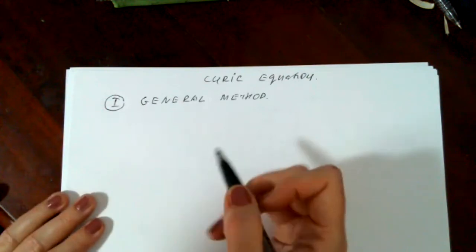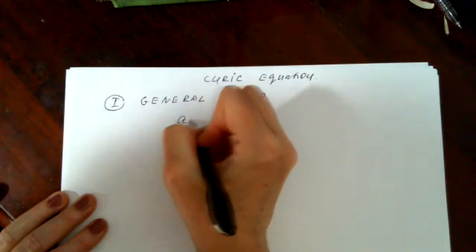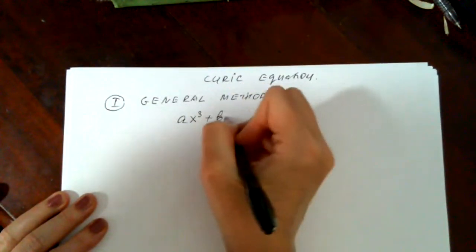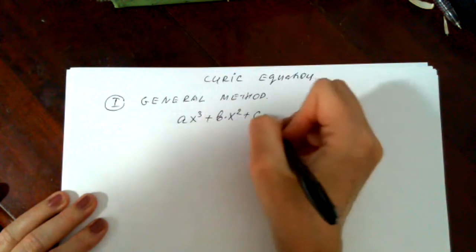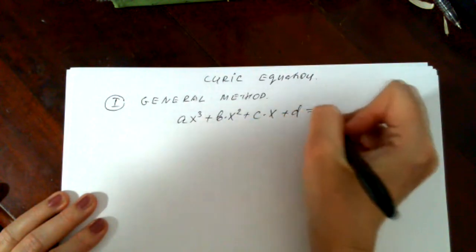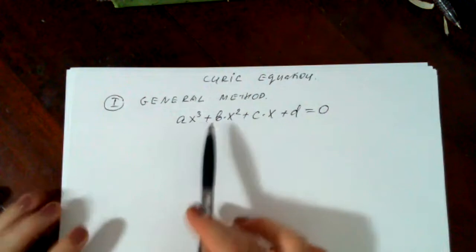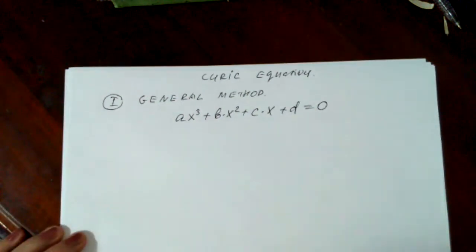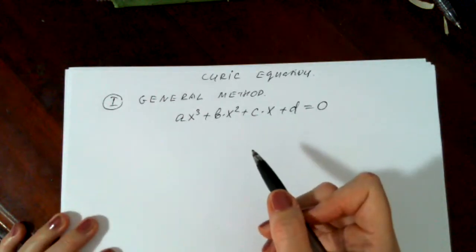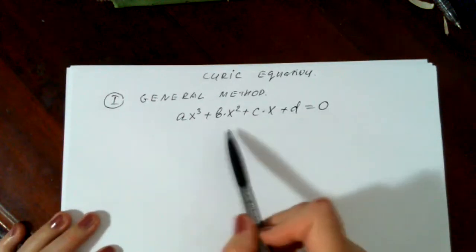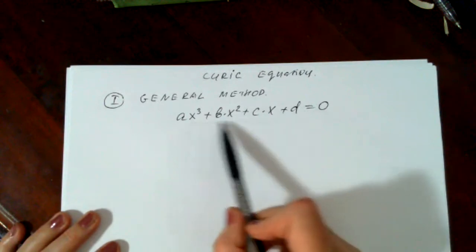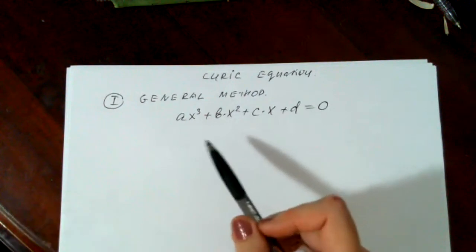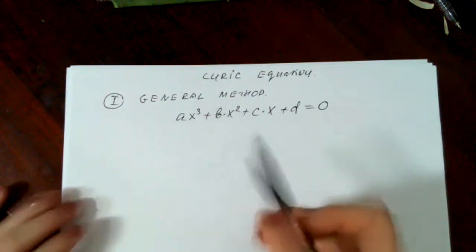So what is this general method? Let's write down the general form of the cubic equation. It looks like a times x cubed plus b times x squared plus c times x plus d is equal to 0. So you can see coefficients a, b, c, d here. These are just constants, just numerical coefficients. As you may already know, the cubic equation can have up to 3 roots. And our task is to find all these 3 roots, or maybe fewer, but the maximum is 3 roots.